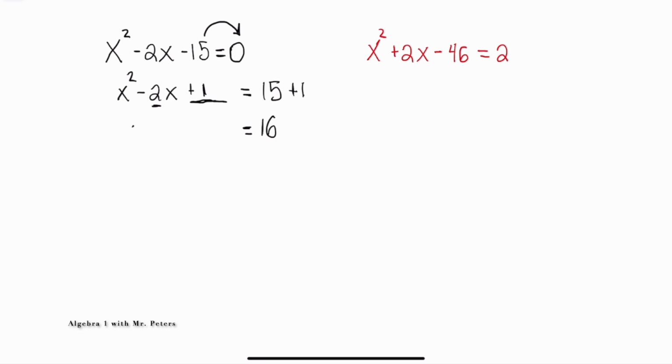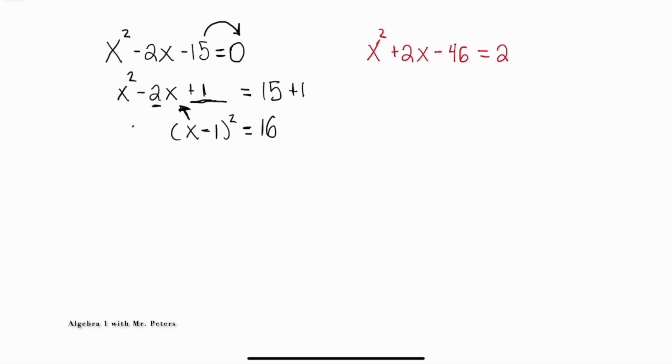Now we want to factor the perfect square trinomial to its binomial. A quick way to do that is just divide your b term by 2. So 2 divided by 2 is just 1. So x minus 1 squared. If we expand that, it will give us that trinomial at top.